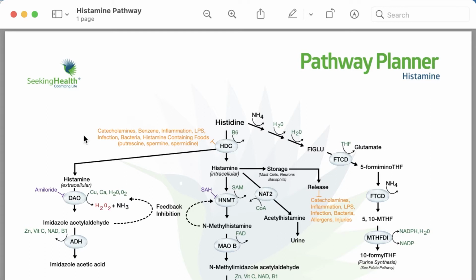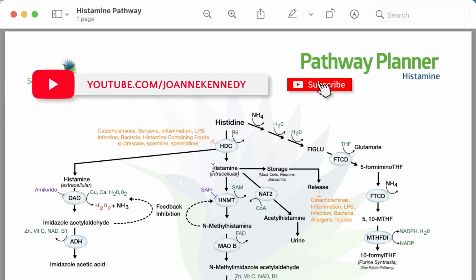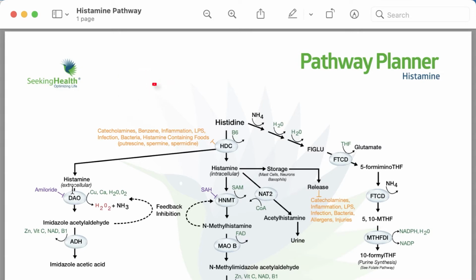Okay, so we can see here we've got extracellular histamine. Extracellular is outside the cell. So a lot of this is often found in the gut, and we've got intracellular histamine, which is formed inside cells. So for instance, inside the liver, the bronchi, the spinal cord, and the brain. Okay, so we can see that both extracellular and intracellular histamine is formed from histidine.